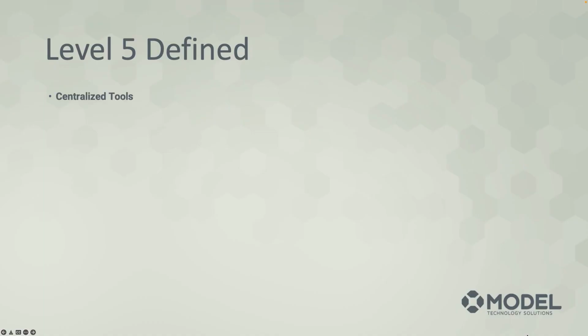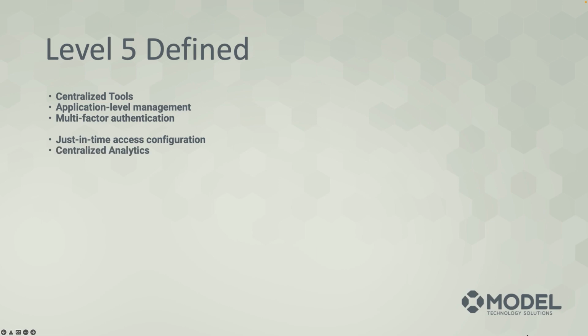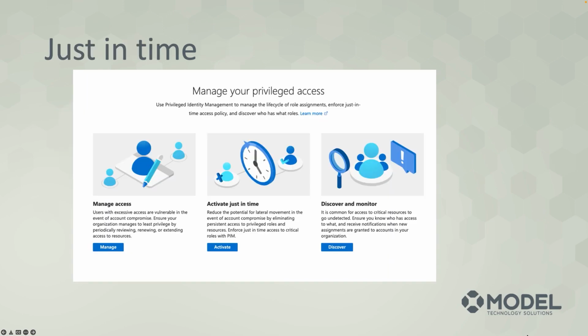So security level 5. First, let's talk about what level 5 means. You've got centralized tools, just like in a level 4. You've got application level management, just like in a level 4, multi-factor authentication. But when you get to level 5, a couple other things get thrown into the mix that we typically see in organizations: a just-in-time access configuration, which we'll talk about just momentarily, and then centralized analytics, which we'll also spend some time on.